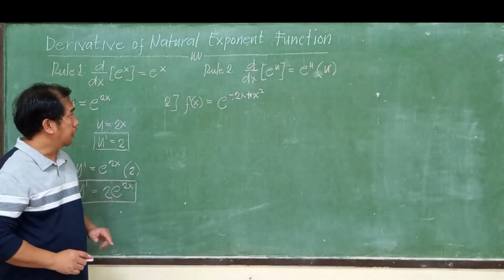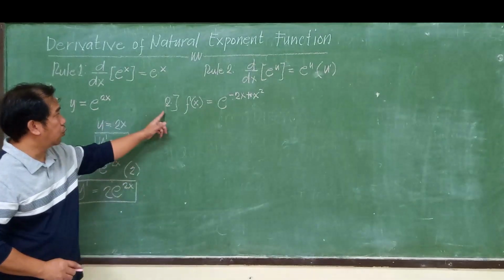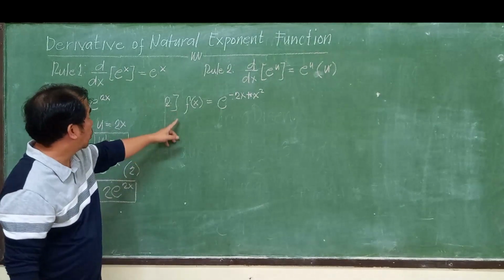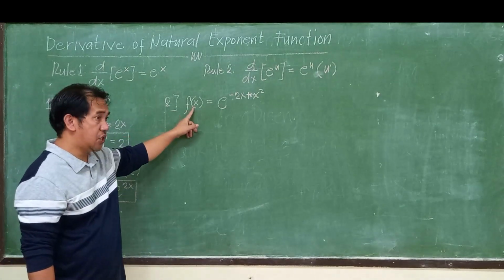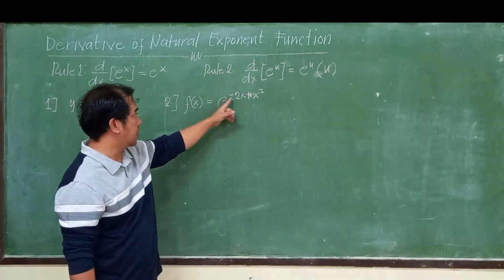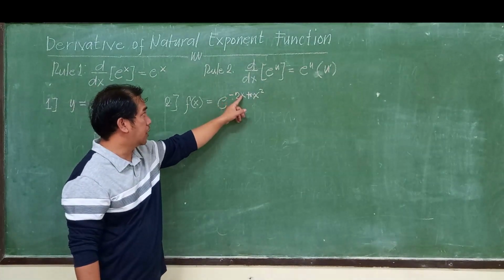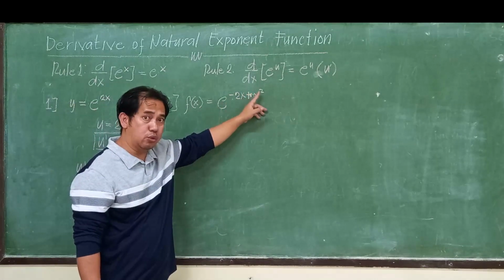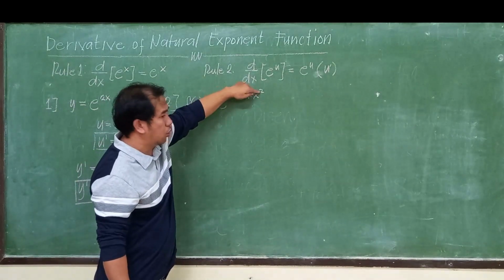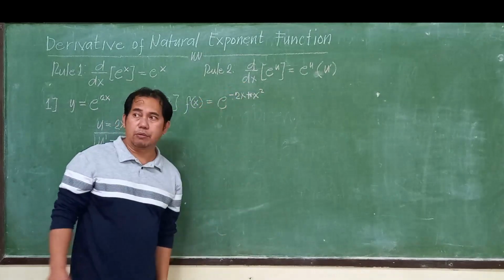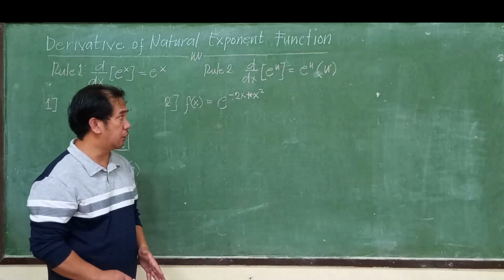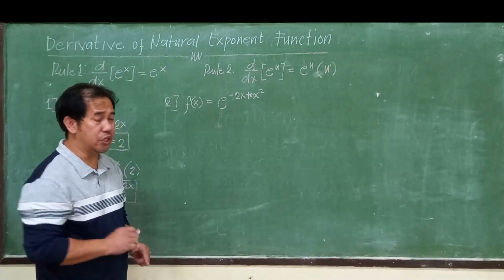To further understand the rule, let's consider example number 2. In our example number 2, f of x is equated to e raised to an exponent that is a binomial, negative 2x plus x raised to 2. So as you can see, this is an exponent, and it has also an exponent again. So how are we going to do that one? Again, there is no hard rule in here. We just try to identify where is the u.